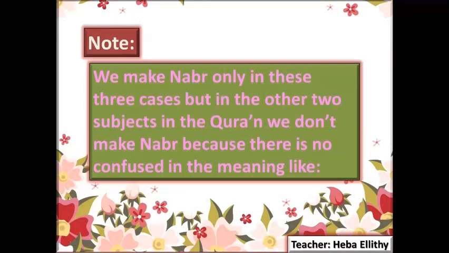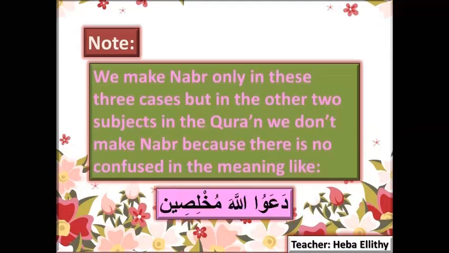We make nabr only in these three cases, but in the other places in the Quran, where I'm talking about another two persons who do a verb, or any two subjects in the Quran, it's muthanna, it's for two. In the Quran, we don't make nabr. Why? Because there is no confusion in the meaning. Like what? I will not make nabr here. Why? Because da'a is one person.